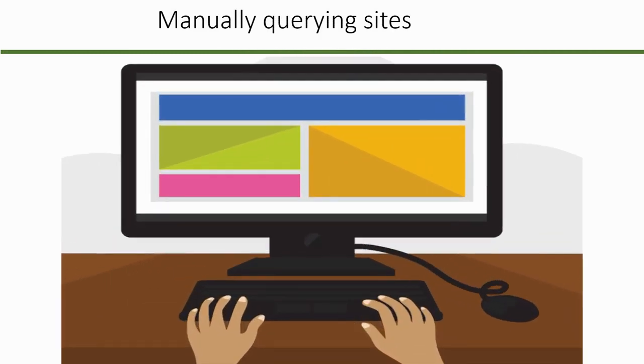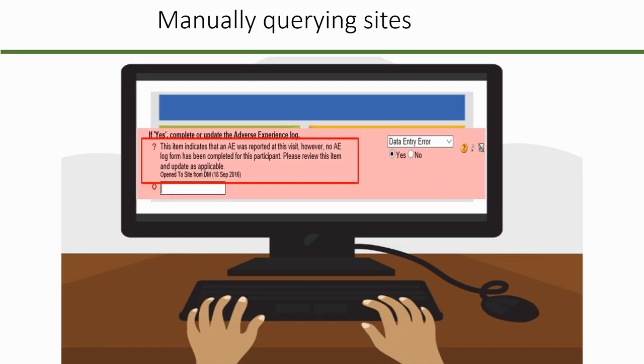Next is manually querying sites. Manual queries could be opened by a data manager, a clinical coder, or a monitor upon manual review of the data for clarification or correction of a specific item.